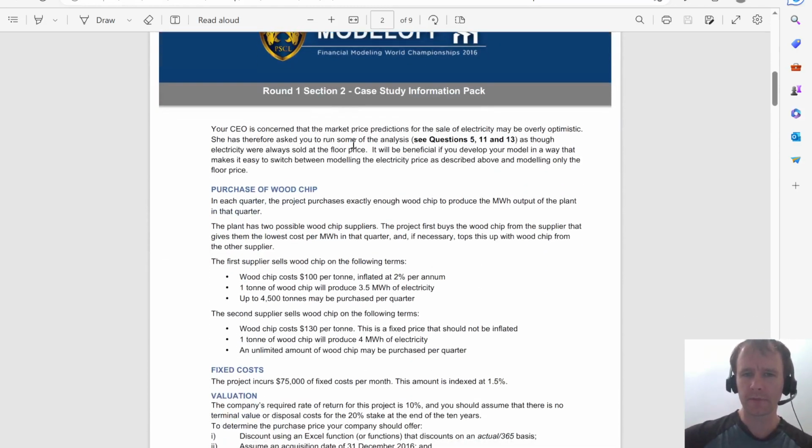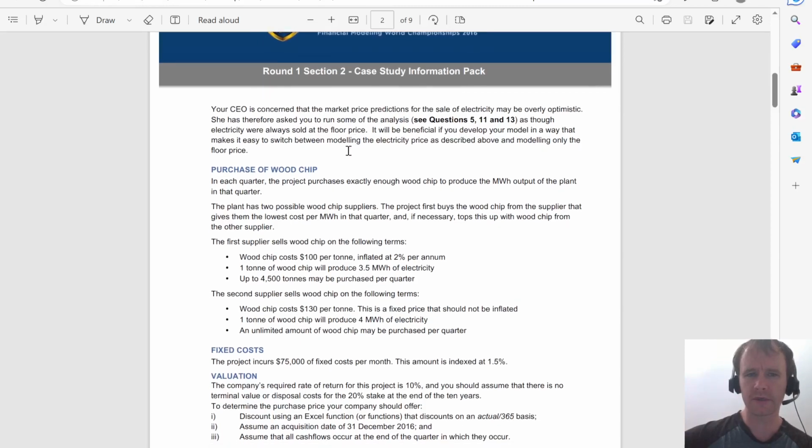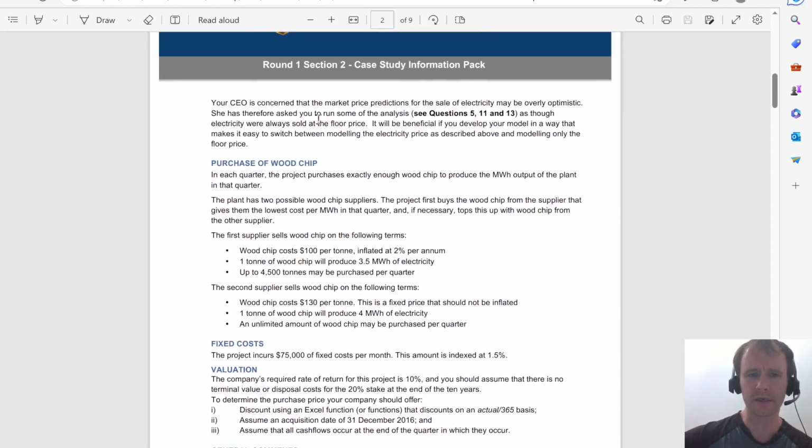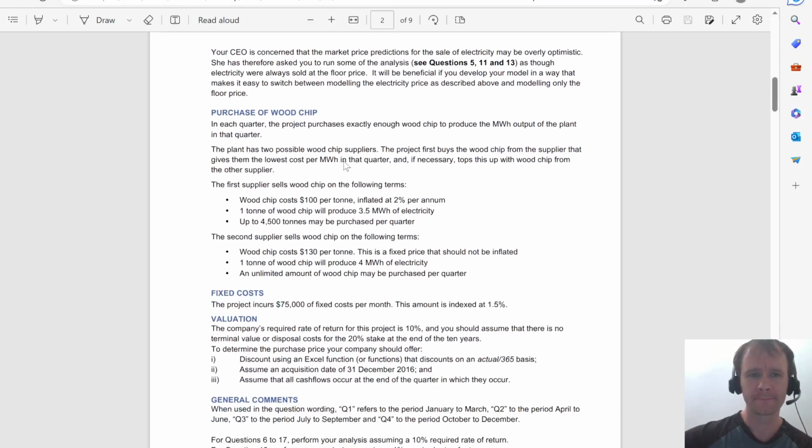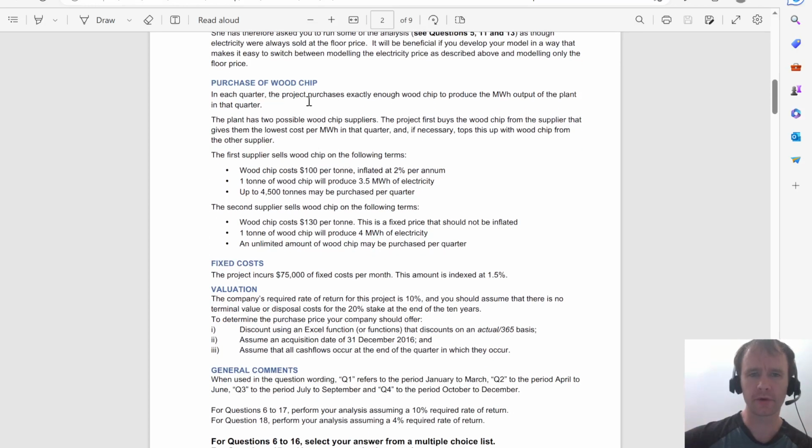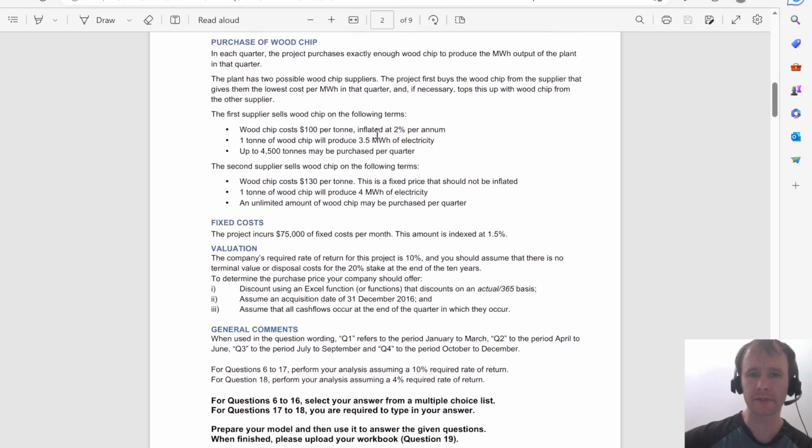The CEO is concerned the market price predictions may be overly optimistic, so we run some of the analysis as though electricity was always sold at the floor price. Okay, so wood chip: each quarter, you purchase exactly enough wood chip to produce the megawatt hours of output in that quarter. There are two possible suppliers. You buy the lowest cost per megawatt hour in that quarter, and if necessary, you top it up with the other one.